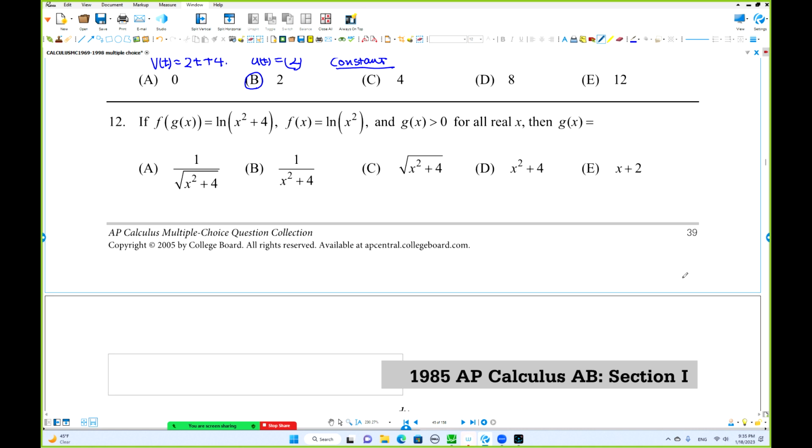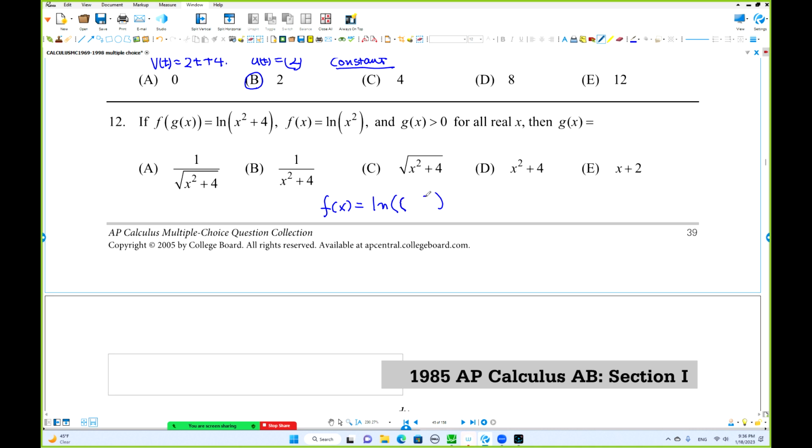All right, number 12. f of g of x, that is a composition. When you put g of x into f, we get ln of x squared plus 4. f of x equals ln of x squared. What is g of x? f of x looks like this: ln of the square.